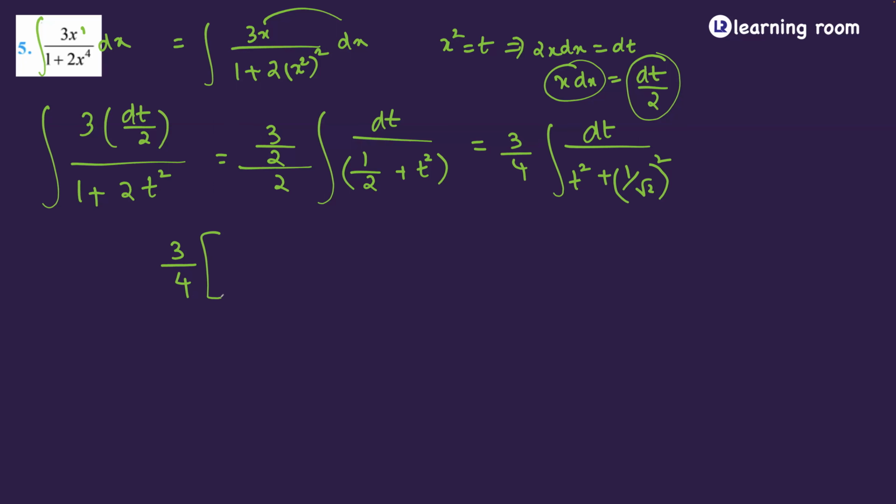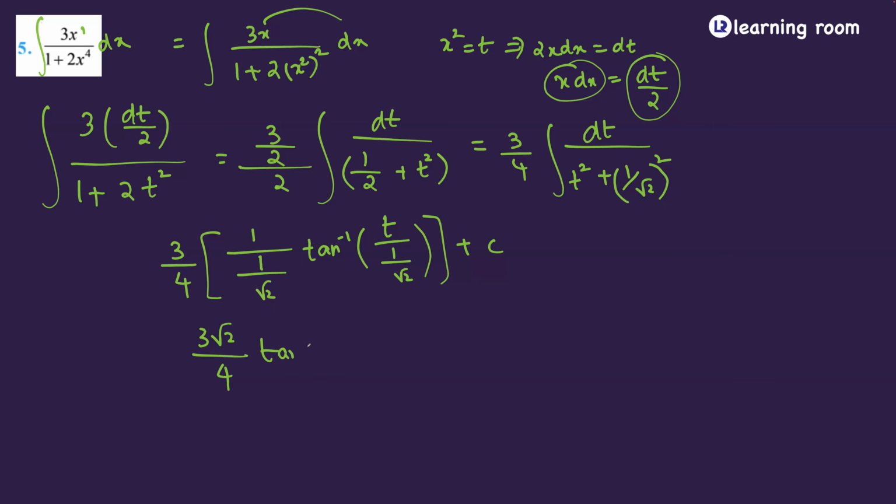Now observe. The integral of 1 over x square plus a square is 1 by a, which is 1 by root 2, tan inverse of x by a. So it will be t divided by 1 by root 2, plus c. So how much will be the answer? It will be 3 root 2 divided by 4 into tan inverse of root 2 into t. But what is t? x square. So it will be root 2 times x square, plus c. This will be the answer. Clear?